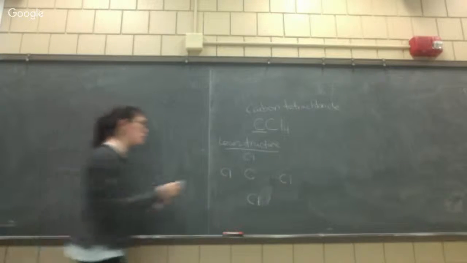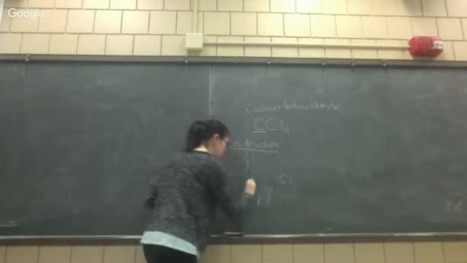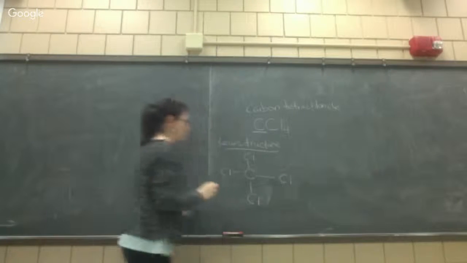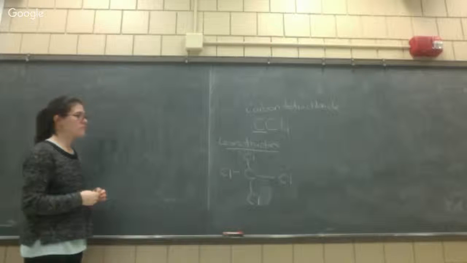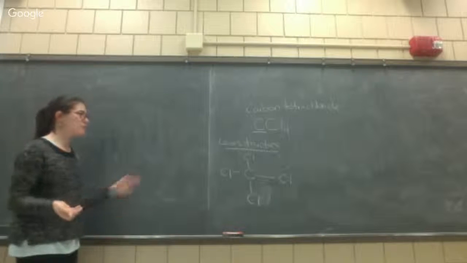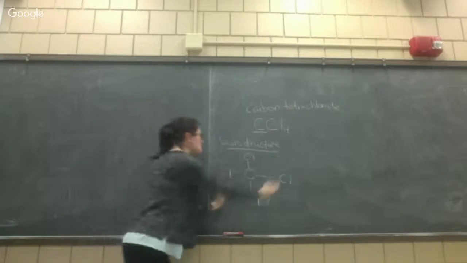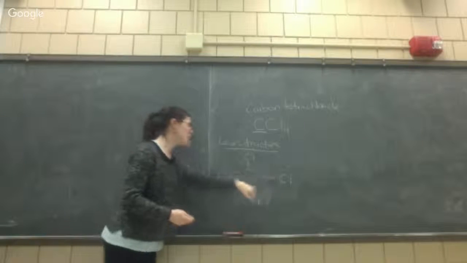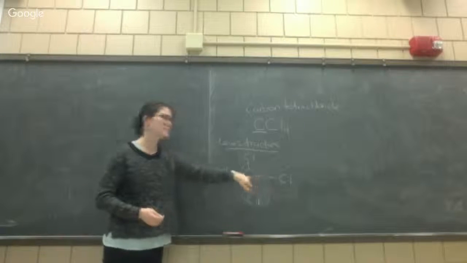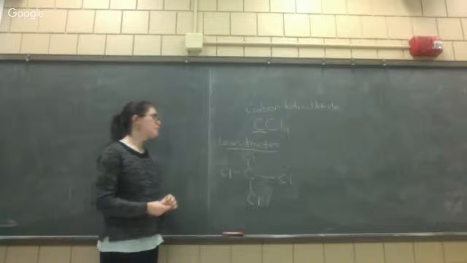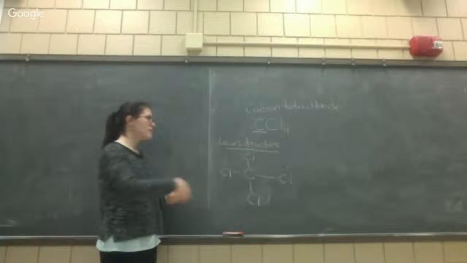So what we can do is draw in 4 single bonds. Okay. So we draw in 4. So we found out our central atom, found our terminal atoms, and then drew single bonds in between the central and the terminal. What would be the next step?